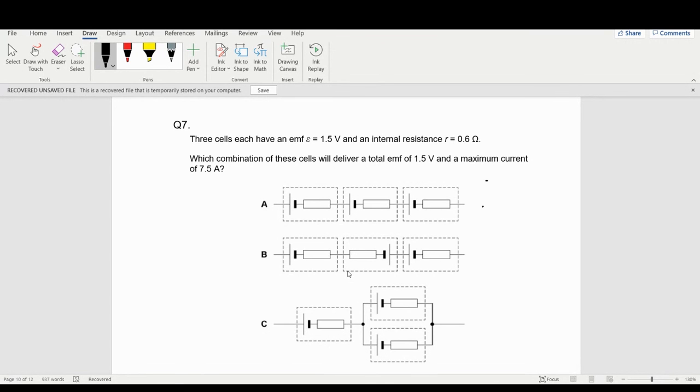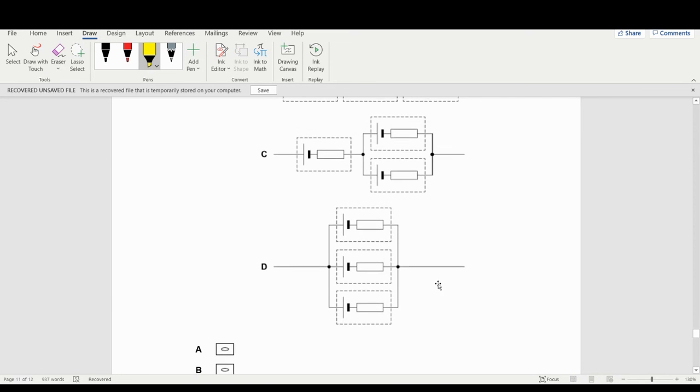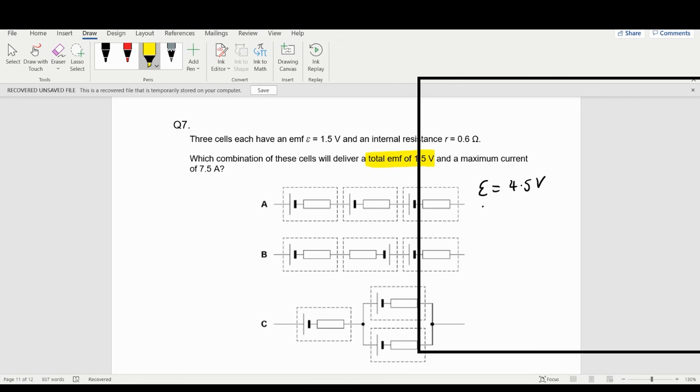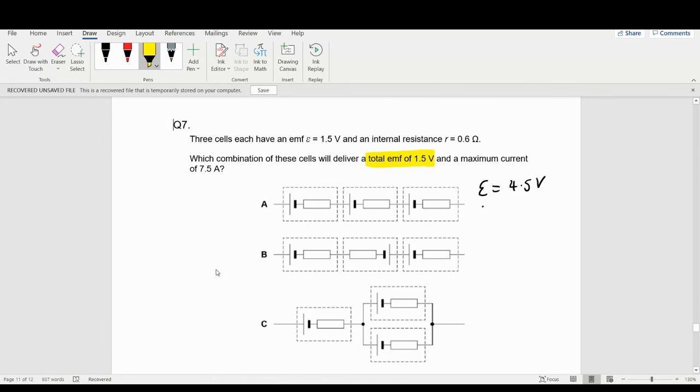So they're all in series, so the total EMF is going to be 4.5 volts. I've got 4.5 here, but I want a total EMF of 1.5 and an internal resistance of 6. The maximum current is 7.5 amps, so let's have 7.5 going through here. In this one, I've got 4.5 because they're all in series. Each time the electrons go around, it's going to pick up 1.5, 1.5, 1.5, so 1.5, 3, 4.5. I've got 7.5 amps here.